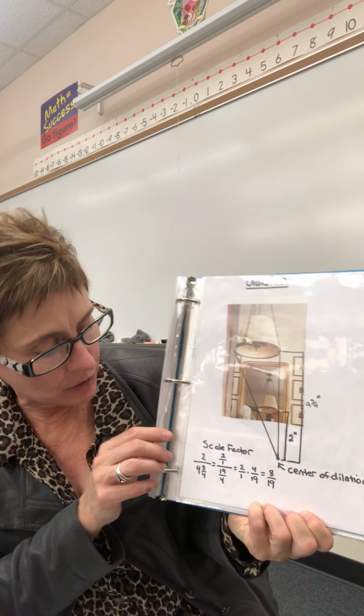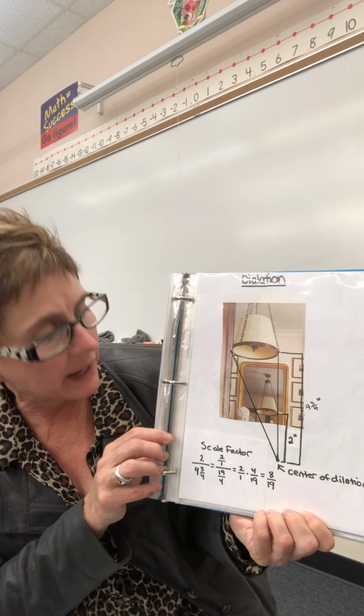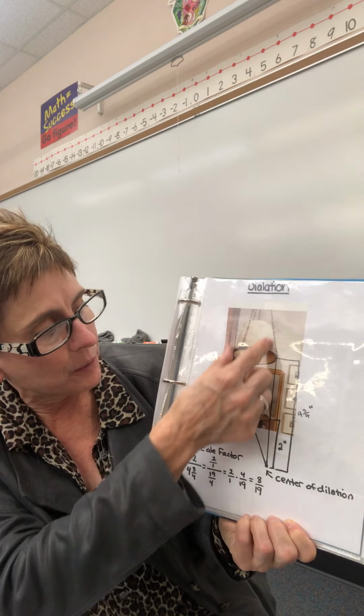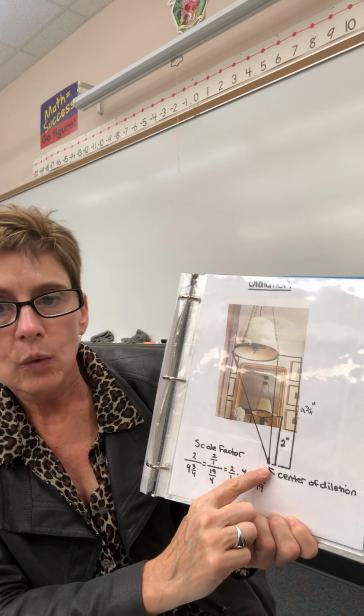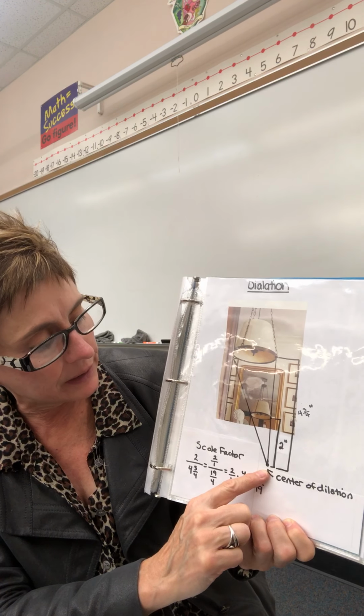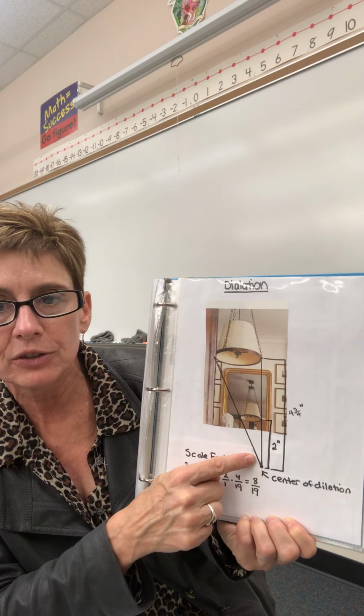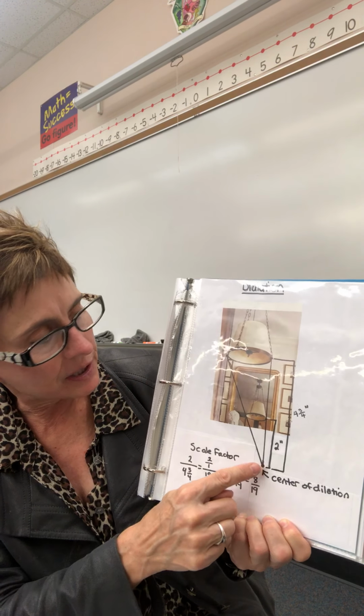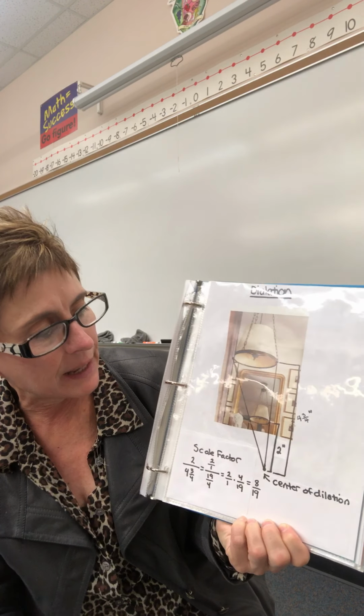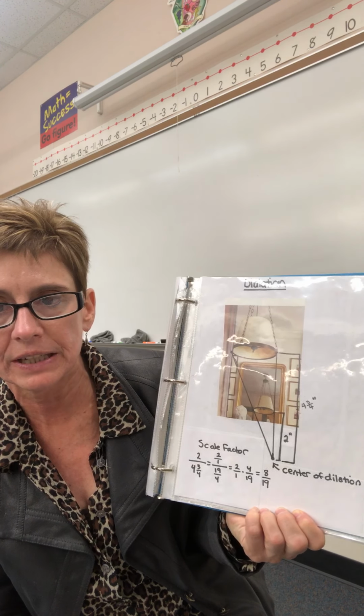Now, sometimes when you do this, you're not going to get a neat fraction. So, for example, we still have our two lines. We have our center of dilation clearly labeled. The distance from the center to the rim of this lamp is 2 inches, and the distance from the center to the rim of this lamp is 4 3/4 inches.